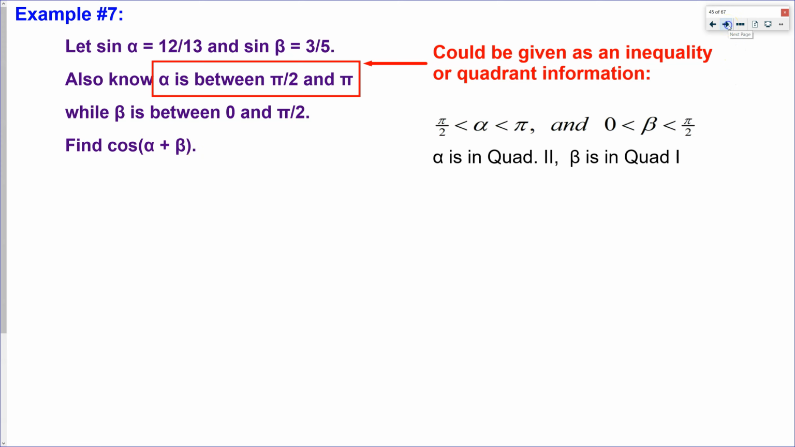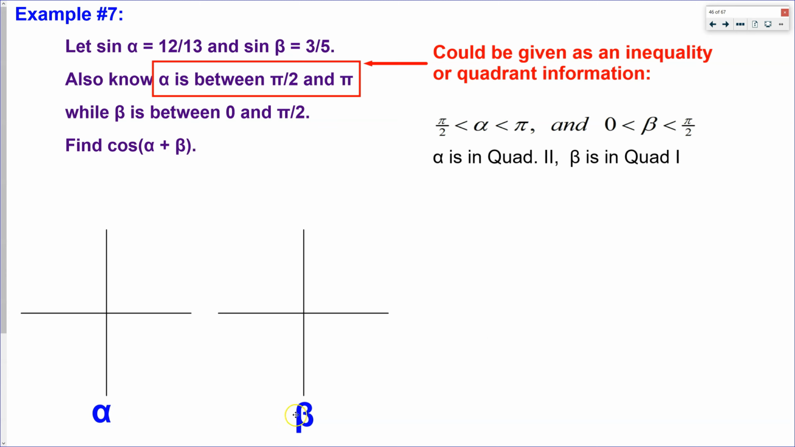So let's draw a picture. I'm going to make a drawing for alpha, and I'm going to make a drawing for beta. And you need to make these drawings because there's no other real way to do the calculations once we get to that point.